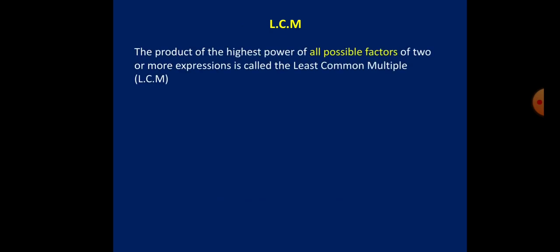Now let us see how you can use our idea of factorization to determine LCMs, or least common multiples. First we need to know what an LCM is. The product of the highest power of all possible factors. Well, I did not mention all common factors, rather I mentioned all possible factors of 2 or more expressions is called the least common multiple. Well, there are many methods of finding LCMs, but we will be focused on finding LCMs by factorization. Here are the common steps.